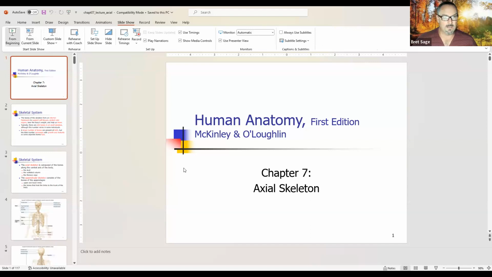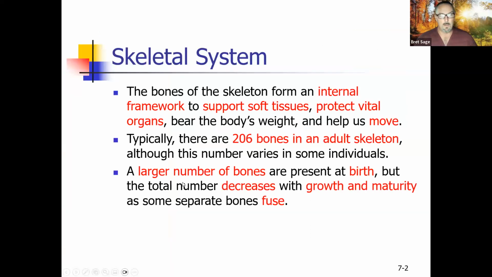Yeah, the axial skeleton. Bones of the skeleton form an internal framework to support soft tissues, protect vital organs, bear the body's weight, and help us move. Typically, there are 206 bones in the adult skeleton, although this number varies in some individuals.